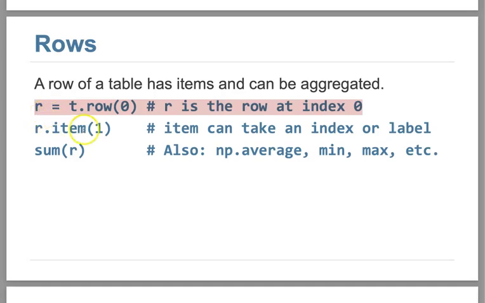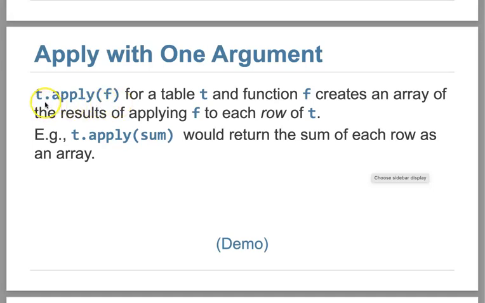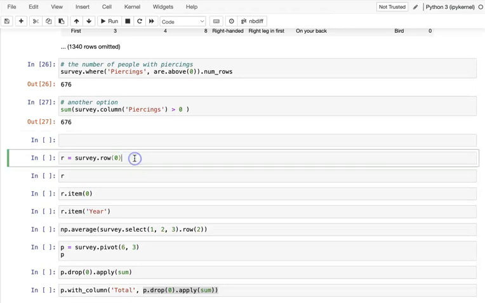However, if that list has all the same data type, you can do arithmetic calculation. Then you can apply the sum, minima or maxima function to that. So for example, like this. T apply, where F is the function. When your table applies a function, it will create an array for the result. For example, just passing the sum, it will return the sum of each row and result in an array. So we quickly see the example.